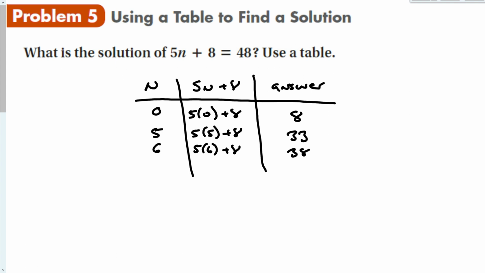And now I can almost see a pattern going. If I plug in 7, 5 times 7 plus 8 gives me 43. And I'm really close, and I think it's going to be 8. And it will be, because that's 40 plus 8, which is 48. And I can see my pattern here of each number going up by 5.